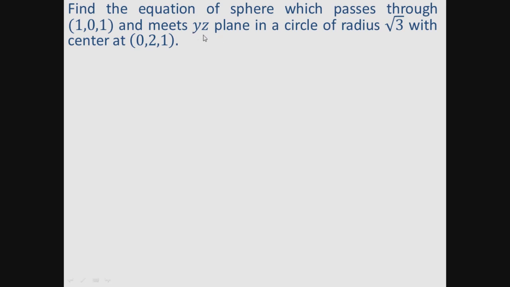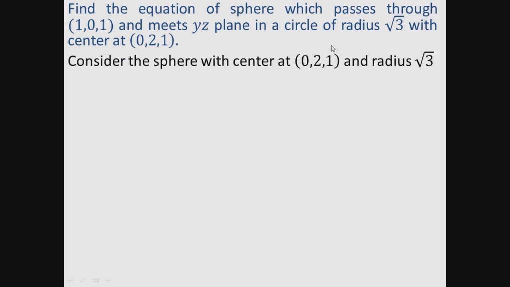The yz plane is nothing but, the equation of that is x equal to 0. But we want a sphere. We are not given a sphere. We are given a circle with center and radius. So form a sphere with the same center and radius, and then the intersection of that with yz plane is nothing but the given circle. So first consider the sphere with center (0, 2, 1) and radius root 3, same as that of the circle.